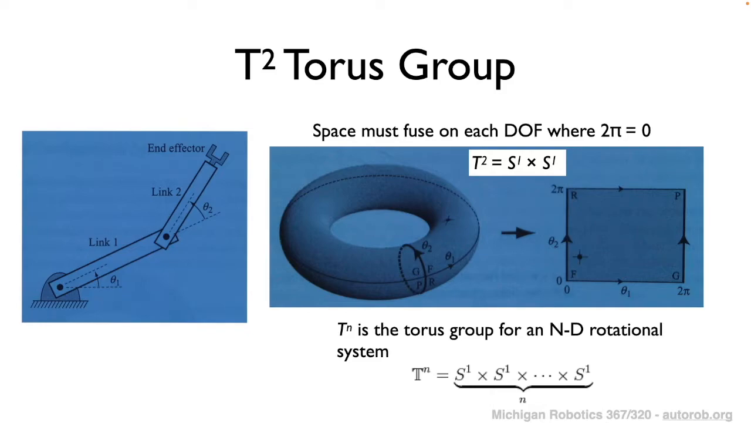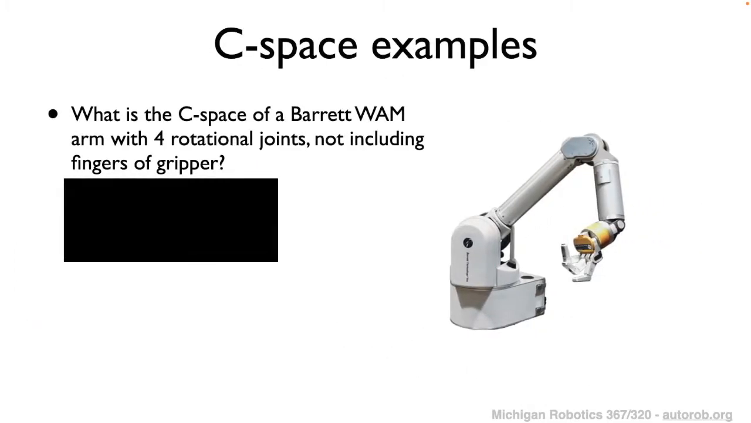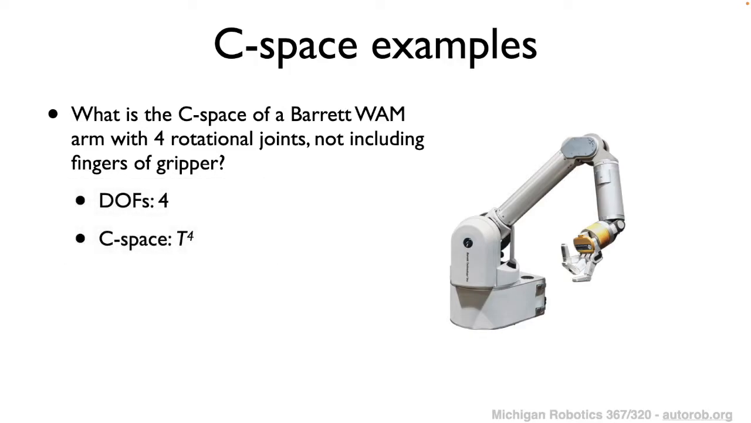And so more generally, Tn is a torus group for an n-dimensional system, where essentially you have S1 cross S1 n different times. So we can build onto this T2 group to represent robotic arms that have additional rotational degrees of freedom. For example, in the case of the Barrett arm, it has 4 rotational joints if we exclude the finger grippers, and so correspondingly it has 4 degrees of freedom and can be represented with a configuration space defined by T4.